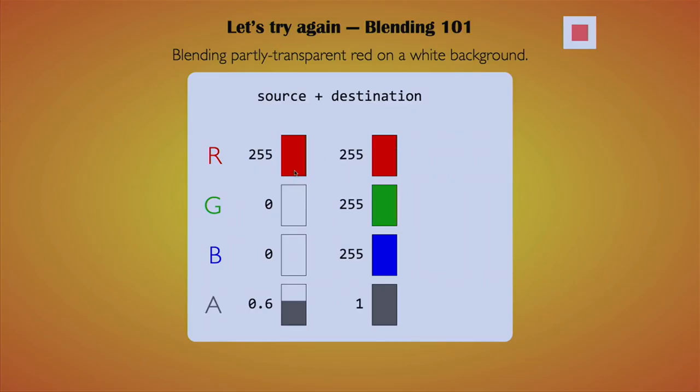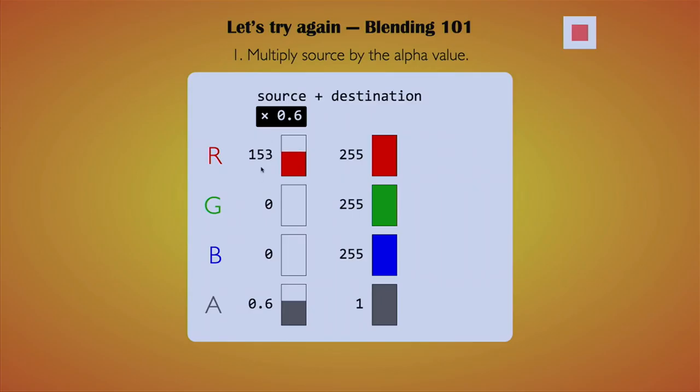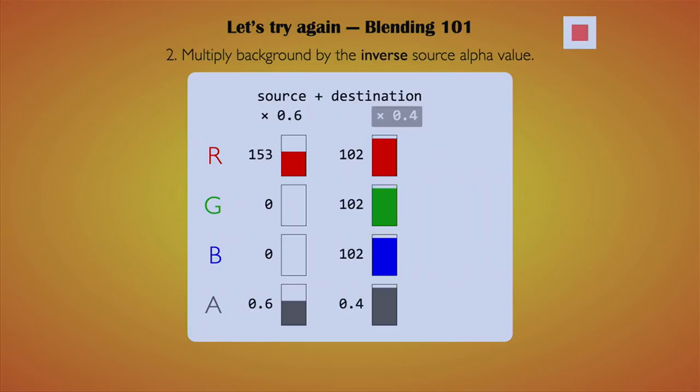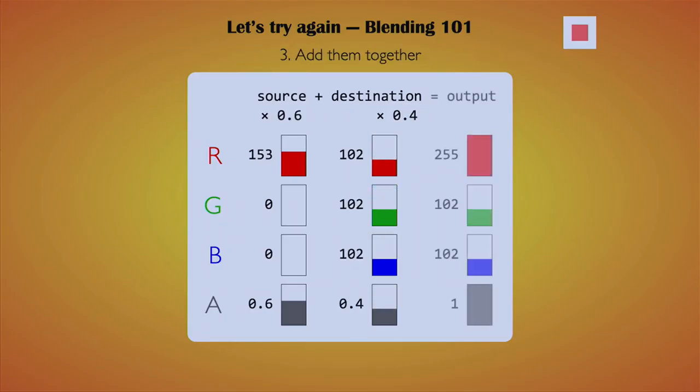The first thing we do is we multiply every color channel in the source by its alpha. So in this case, we take 60% of the red. Then we take the inverse of the alpha, so 40%, because 100 minus 60 is 40, and we apply that to the destination. So we take 40% of every channel of the destination, and we just add them together. And the final value that a color picker will tell you is RGB 255, 102, 102. This is the basis of every single bit of color that you see drawn to a screen in a browser.